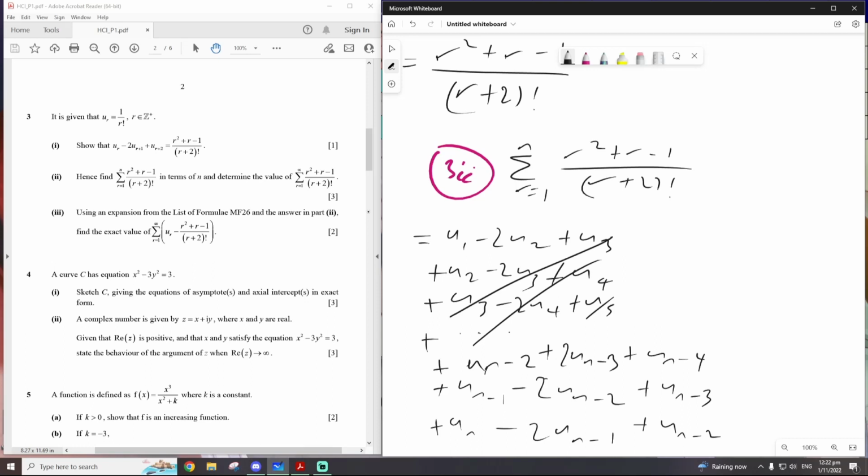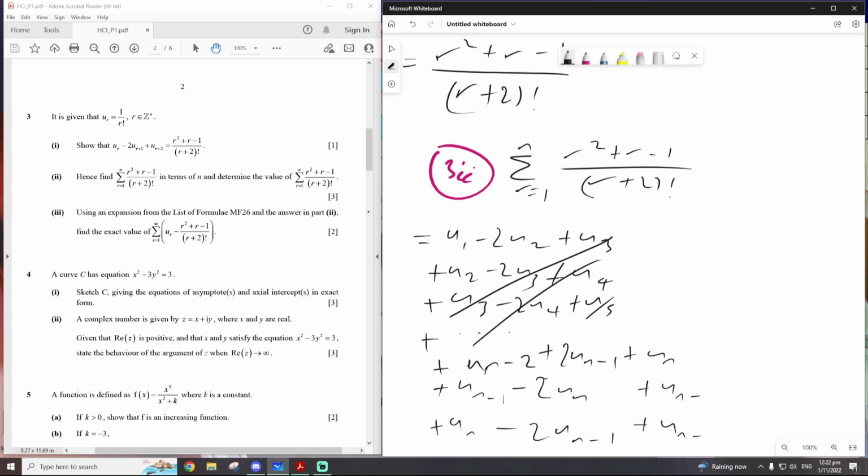Oh wait, this is a UN. Oh, I'm dumb. Okay, this is 1. I wrote all the numbers here wrong. I was wondering what was happening. UN minus 1 plus UN. Okay, we'll leave it at that.